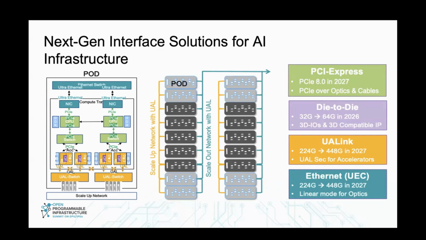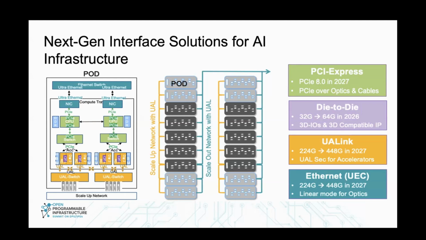I'll just show the next generation interface solutions for the AI infra. Earlier we were talking about PCIe Gen 7 at 128 gigabits per second. That standard was ratified mid this year. At the same time, in a different room, PCIe SIG announced PCIe Gen 8, which is operating at 256 gigabits per second, double that of PCIe Gen 7. We are expecting that standard will be fully ratified in 2027, and then people will start using it.